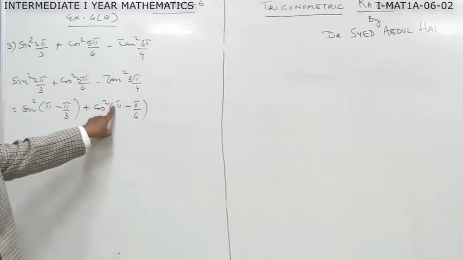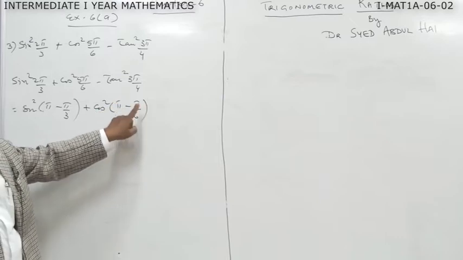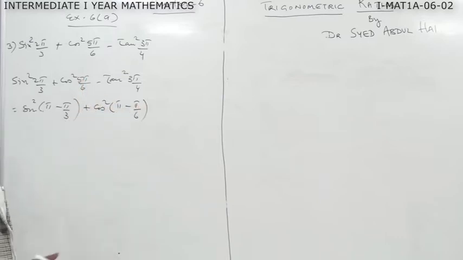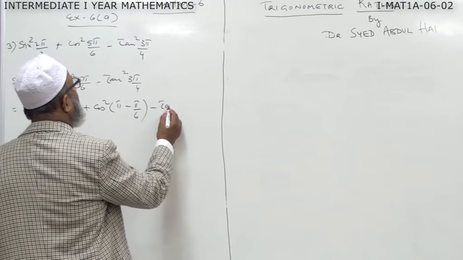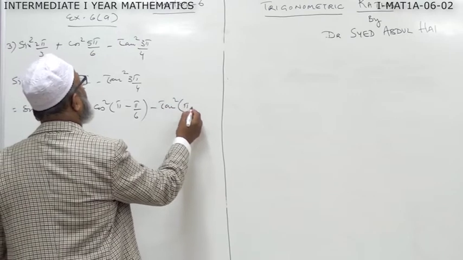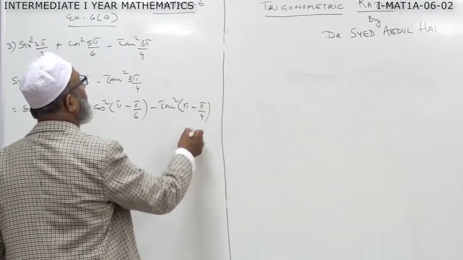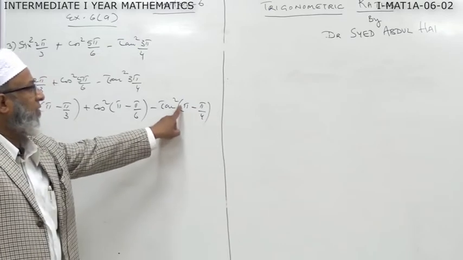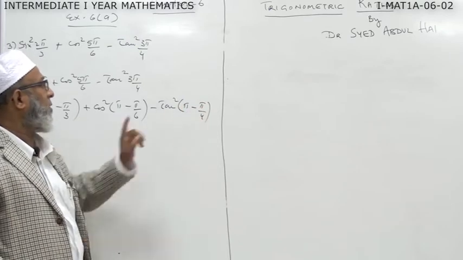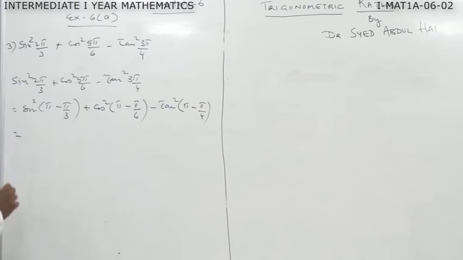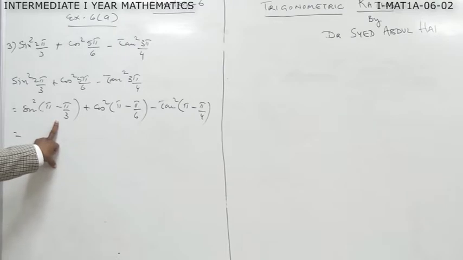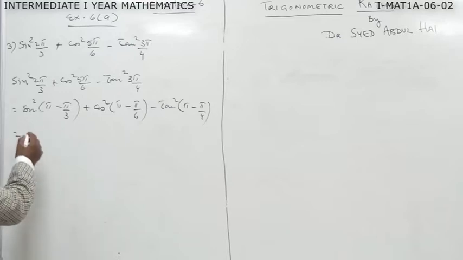Plus cos square of pi minus pi by 6: 6 pi minus pi, 5 pi by 6. Minus tan square of pi minus pi by 4: 4 pi minus pi, 3 pi by 4. Now, what happened? Sin of 180 minus theta. Which quadrant? The second quadrant. In the second quadrant, sin will be positive. It is on the left-hand side, so it stays the same.